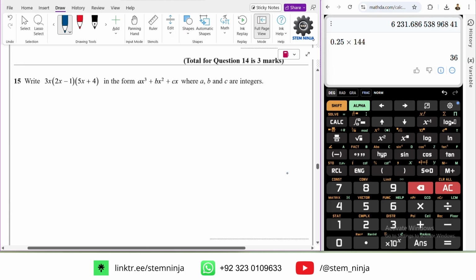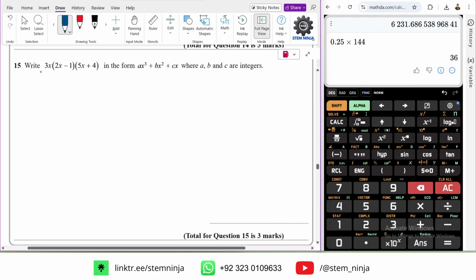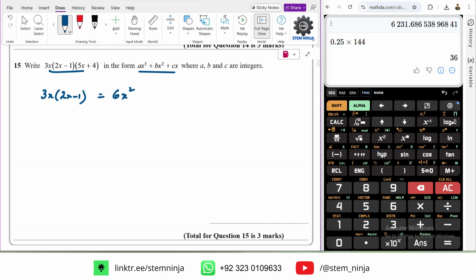Let's move on to 15. Question number 15. So write this in the form of this. Okay, so we just need to multiply one by one. So 3x times 2x minus 1. This is 3 times 2, 6x squared minus 3x. Now we multiply this by 5x plus 4.